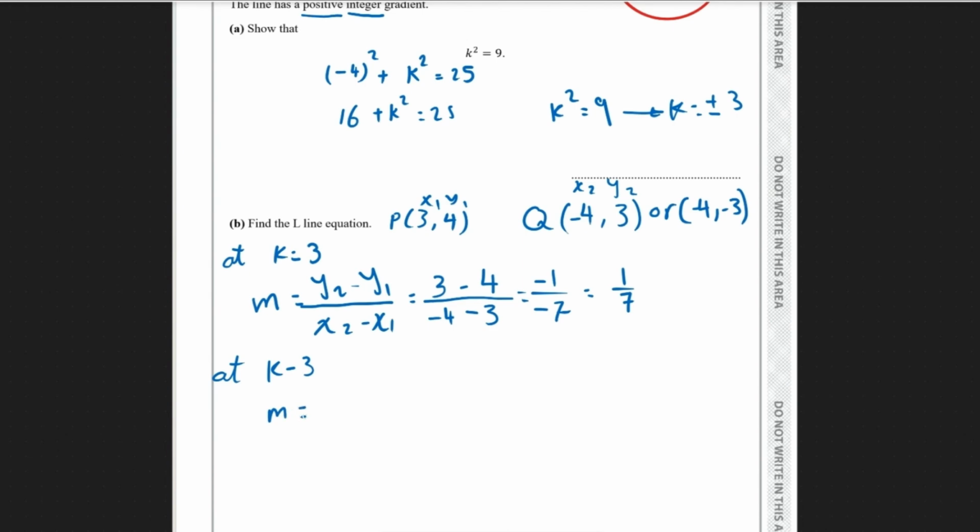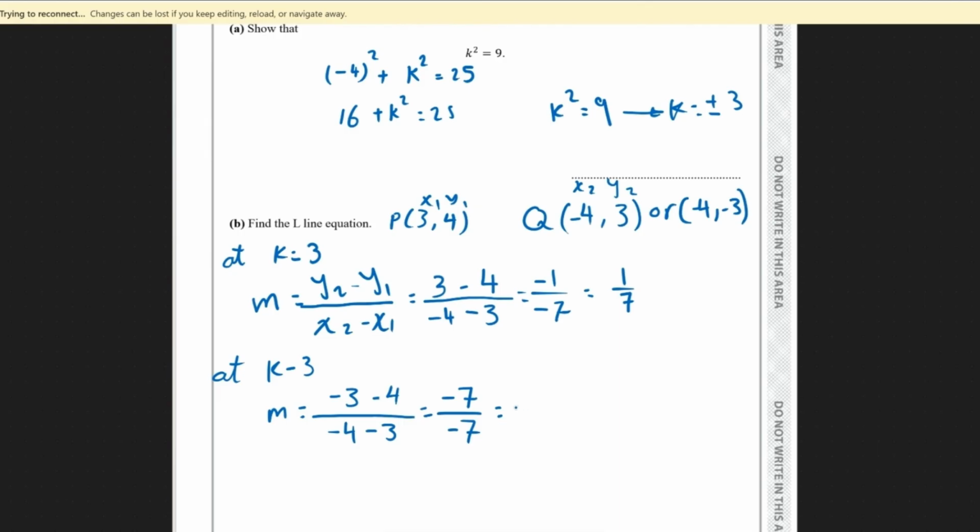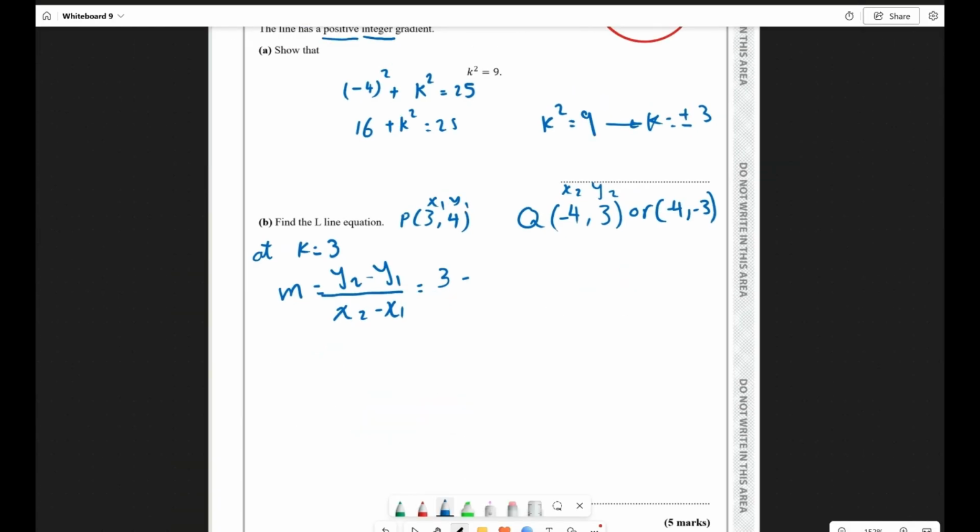m equals y2, minus 3 here, take away y1, 4, divided by x2, minus 4, take away x1, 3. That would be minus 7 over minus 4 take away 3, which is minus 7. Minus divided by minus is plus. That means it would be 1 here. So this is the right gradient, as this is a positive integer number.